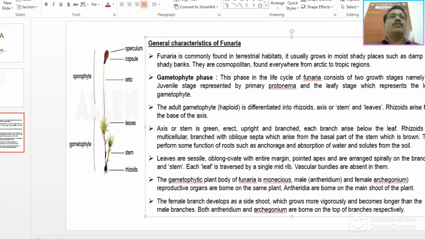So antheridia are borne on the main shoot of the plant, and the female branch is a side shoot which grows vigorously. The female branch develops as a side shoot which grows vigorously and becomes longer than the male branch. So the male branch is shorter than the female branch. Both antheridium and archegonium are borne on the top of the branches respectively. So this is the general character of Funaria that we can study.